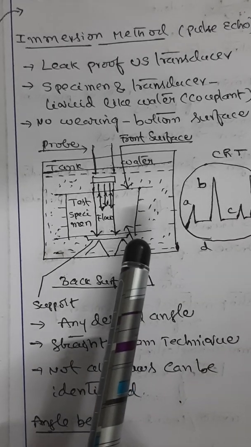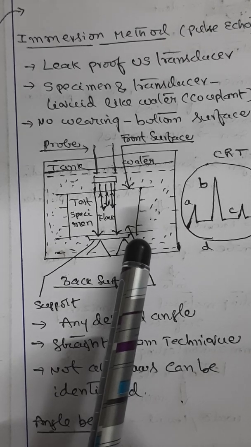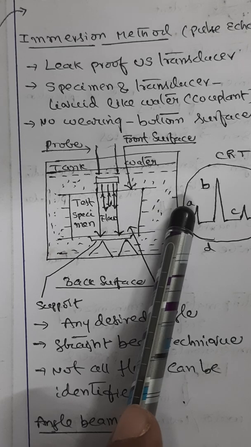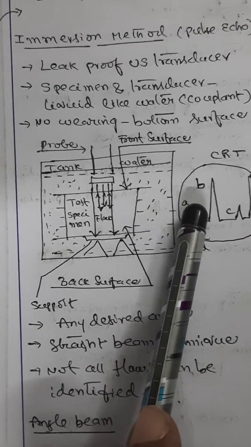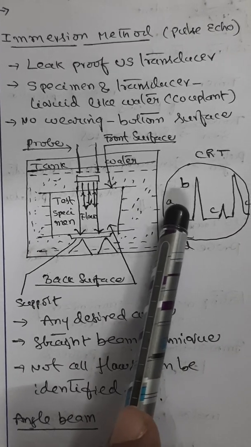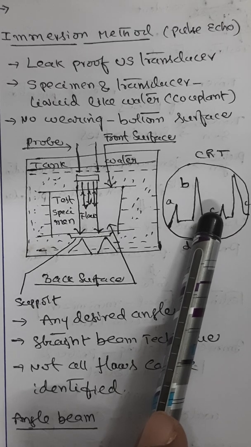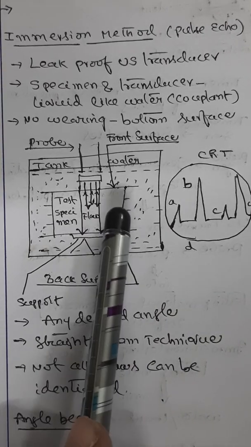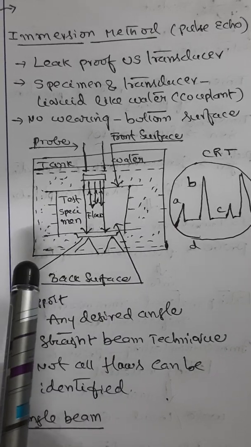Here, if you observe carefully, A is the transmission echo, B is the front surface echo, and C is the flaw echo. D is the back surface echo. This is the immersion pulse echo method block diagram.